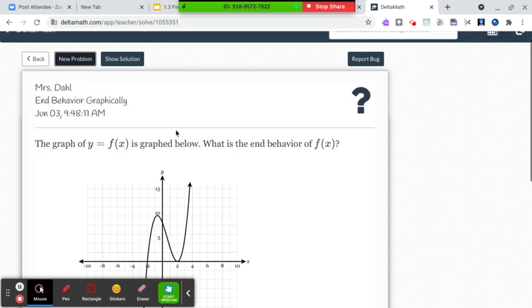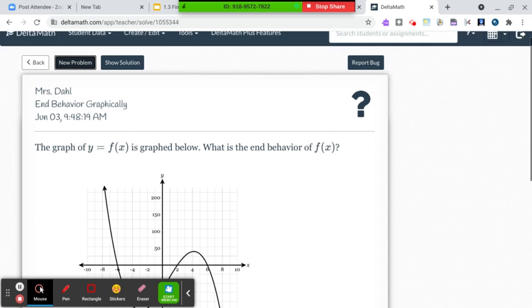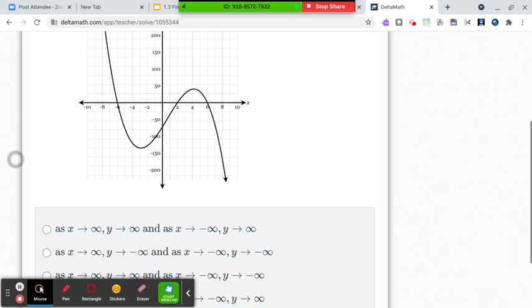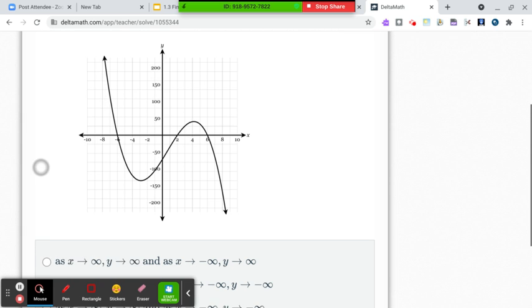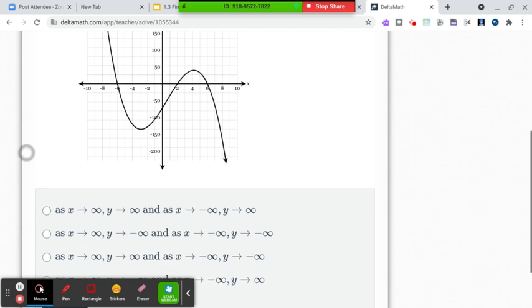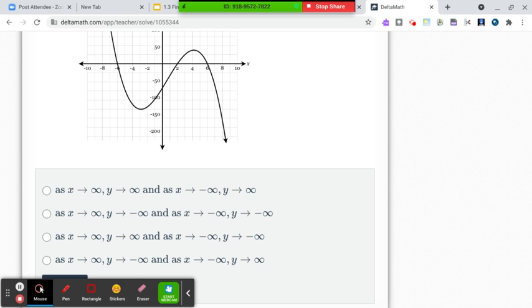Okay, well, this is the same thing. So we'll go to the next one. Okay, so you see the graph on this next one? Okay, so as x approaches positive infinity, where's y going? Negative infinity. And as x approaches negative infinity, where's y going? To positive infinity.